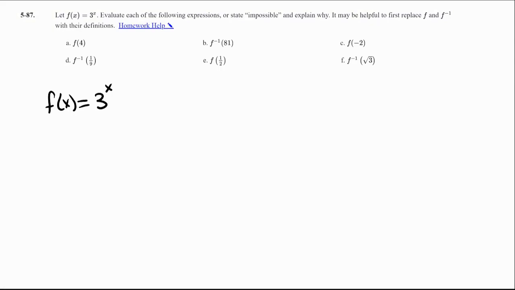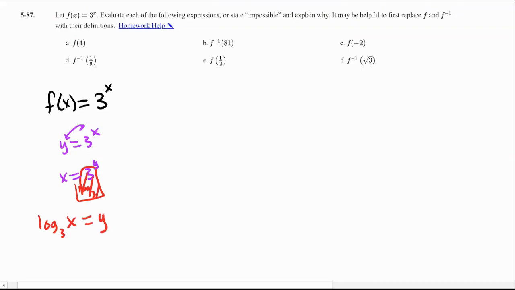And what I am going to do is create the equation for the inverse. The way I do that is I'm going to call this y equals 3 to the power of x. Then I switch my x and my y, and I solve for y. I'm going to solve for y by taking log base 3 of both sides. So I have log base 3 of x equals y.